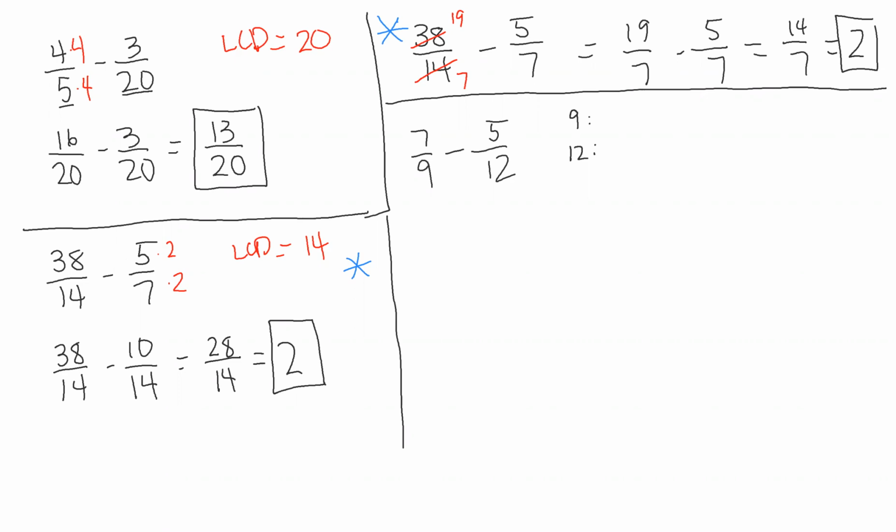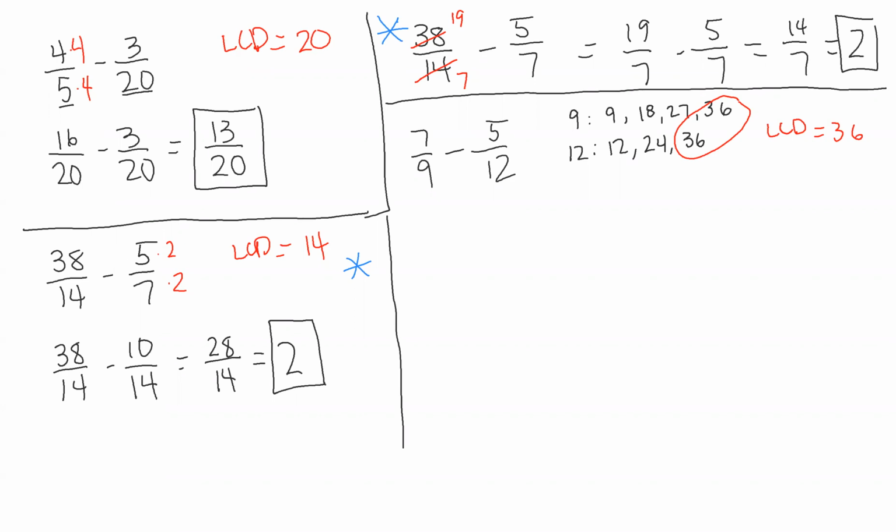So this one will be pretty easy because I don't have to list out that many multiples to get one that matches. 9 times 1 is 9, times 2, times 3, times 4 is 36. I happen to kind of have 36 stuck in my head. I feel like 12 goes into 36. So let's see. 12 times 1, times 2, times 3 is 36. There you have it. We have the least common multiple. So that tells me my LCD is 36.